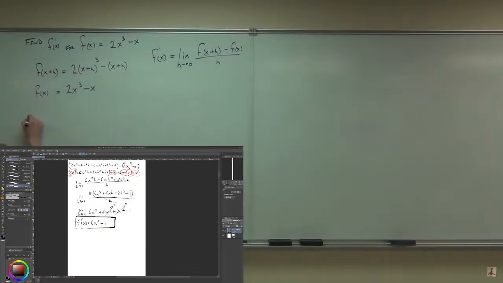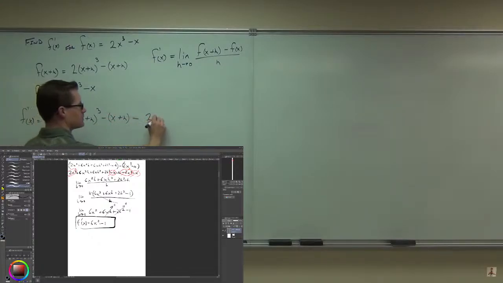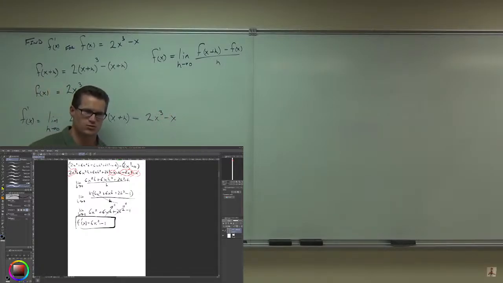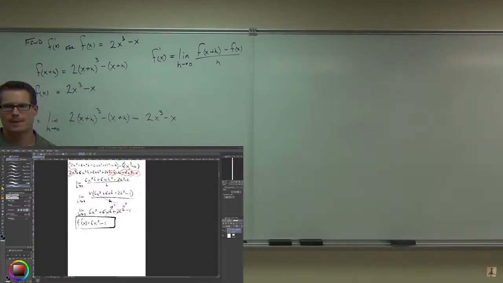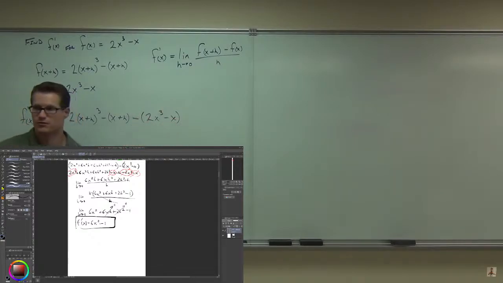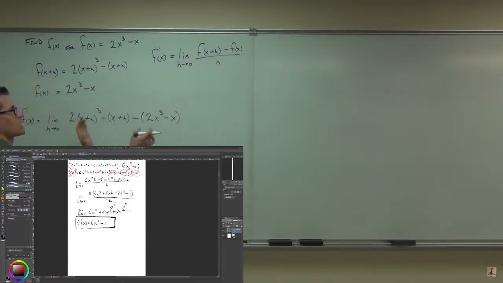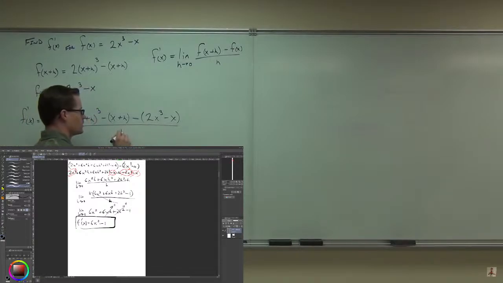If I do it just like this, this is good, this is great. This is bad, that's real bad. Why is that bad? No parentheses. This says I'm subtracting 2x cubed, but I'm not subtracting the minus x. That would say the appropriate thing for us. Do you see the difference there, or why we need that? We're subtracting the entire function f of x, and then putting it over h.